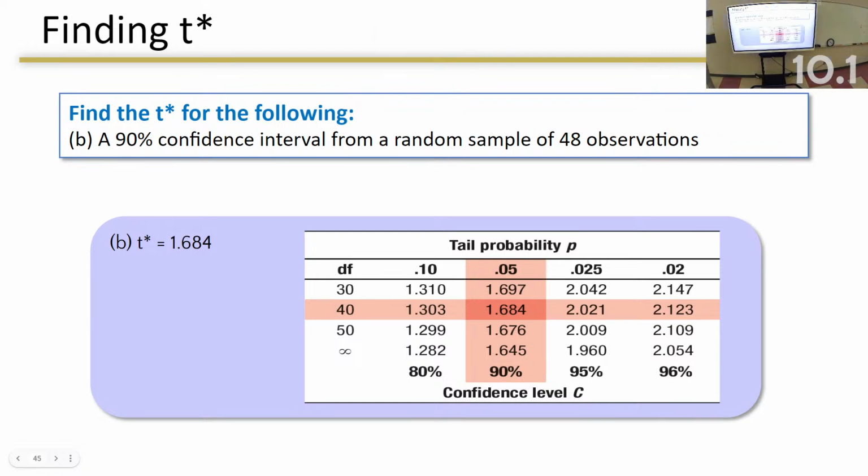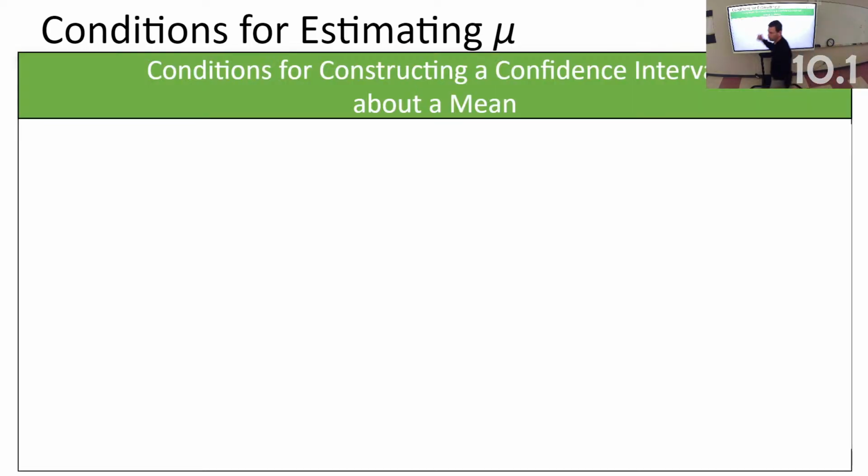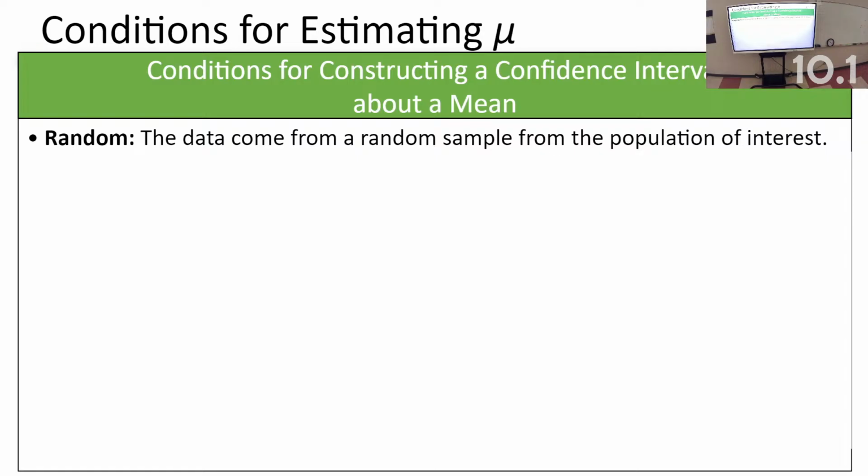It's not like the z where if it's 95, it's 1.96. You know that. These change with the degrees of freedom. The conditions for estimating mu are not real different, but they're not exactly the same. So the conditions, let's talk about them. There are 3 conditions. The very first condition I always want to make sure we get is an SRS.